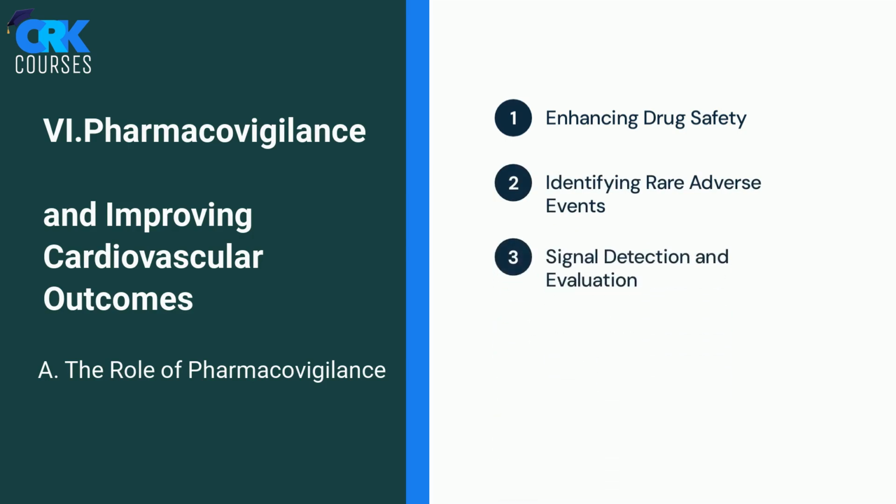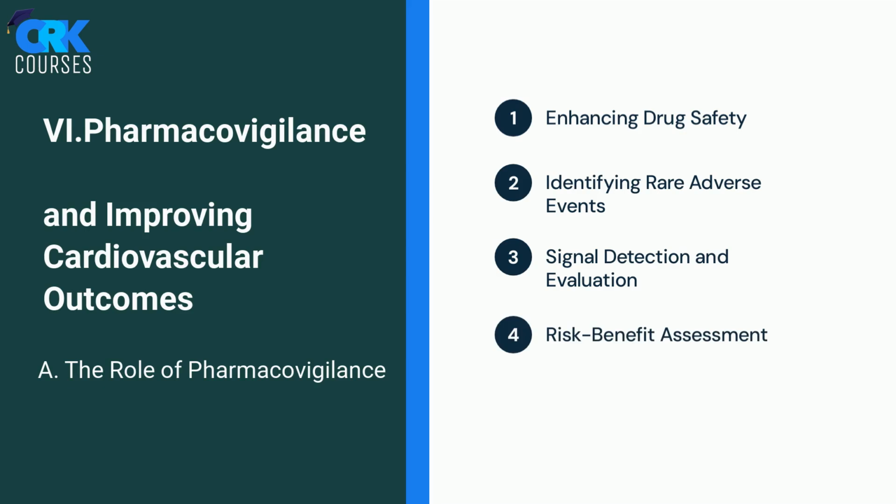Signal detection and evaluation. Pharmacovigilance centers utilize various methods, such as data mining and statistical analyses, to identify safety signals related to anti-hypertensive medications. These signals trigger further investigations to determine the causality and severity of adverse events.